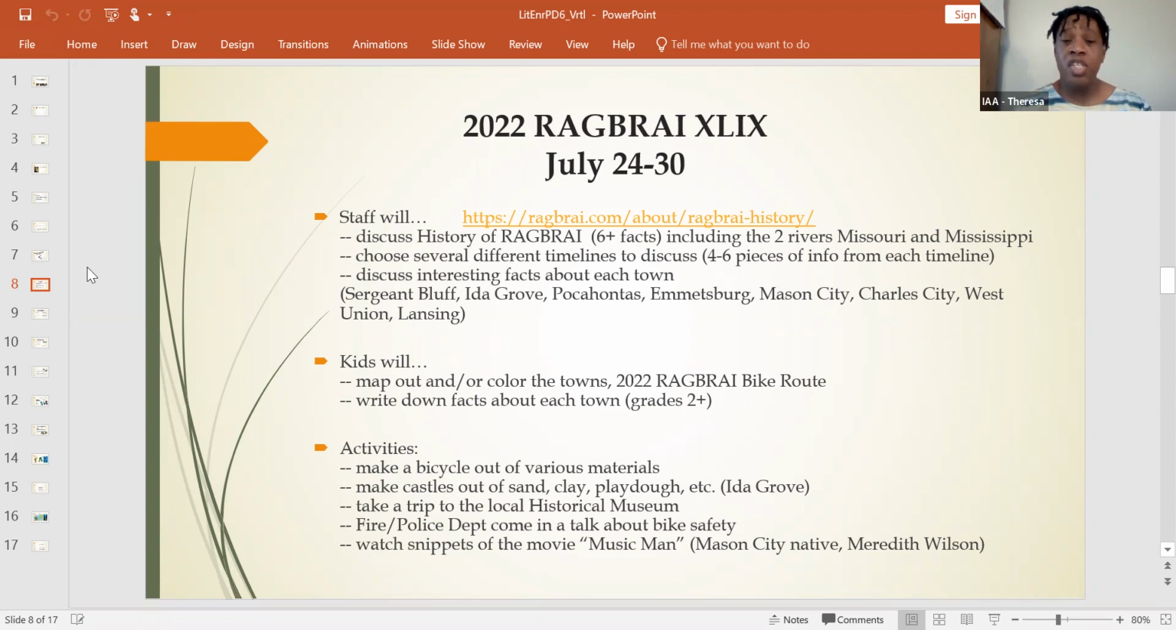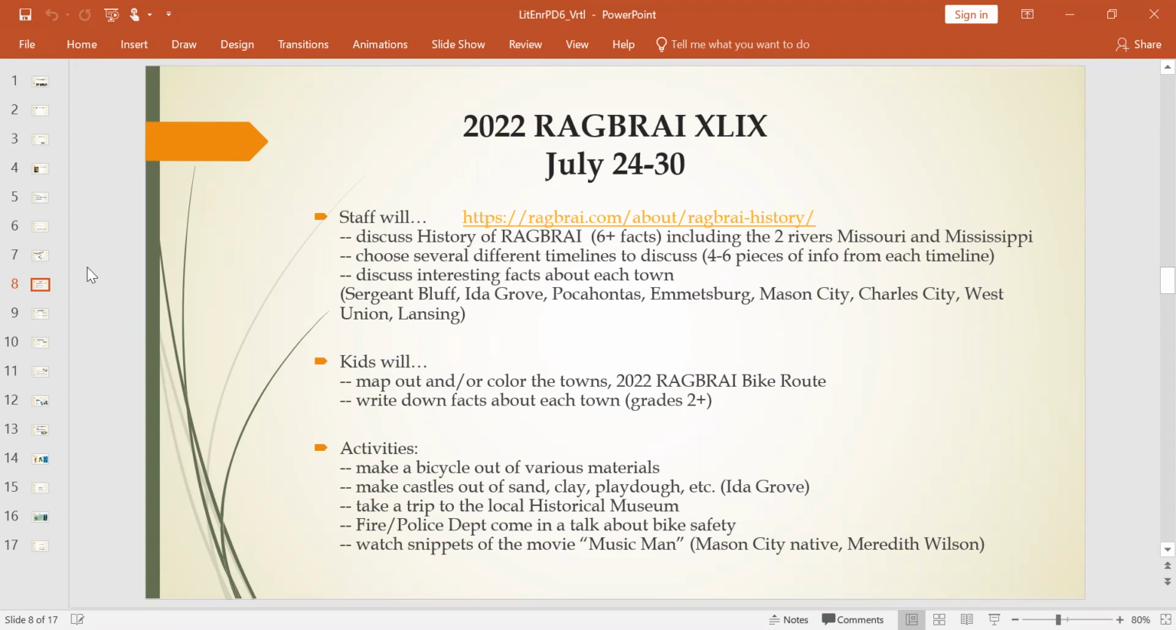And then discuss interesting facts about each town. The list that you see here is actually the 2022 bike route. So they will start at Sergeant Bluff and then they will end at Lansing. Okay, and just go through and talk about the different towns. Again, with the older kids, you can go crazy with that.